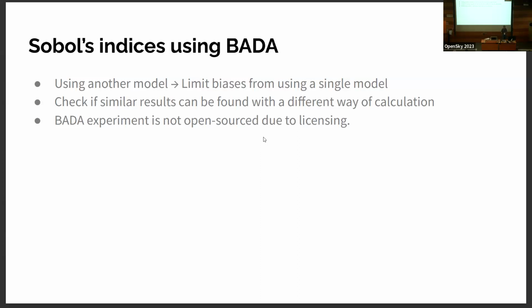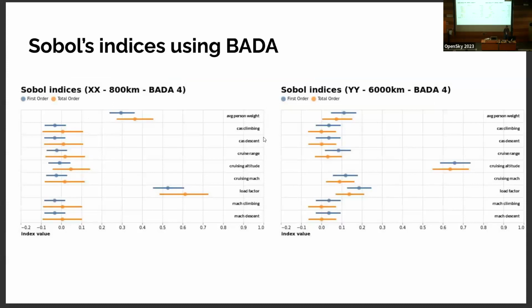But we have a problem. The BADA experiment is not open sourced due to licensing, so we are not sharing all the data that we got from that. And we're not really doing any comparison. We are just showing results for the XX and YY aircraft. We couldn't put A and B because that would have been too obvious. The first one is on an 800-kilometer flight, and the other one is on a 6,000-kilometer flight.